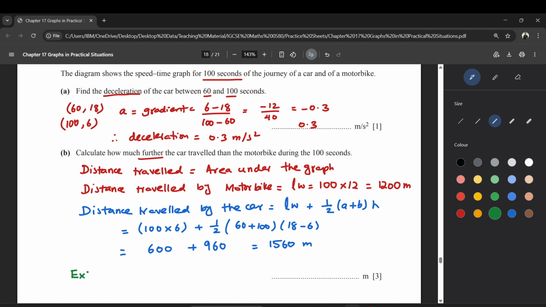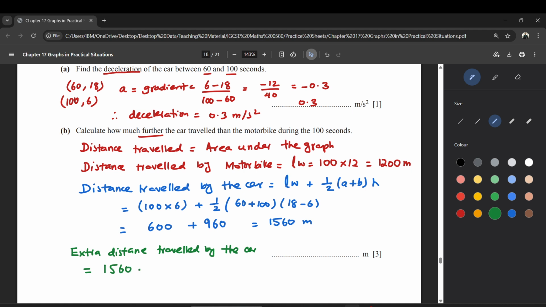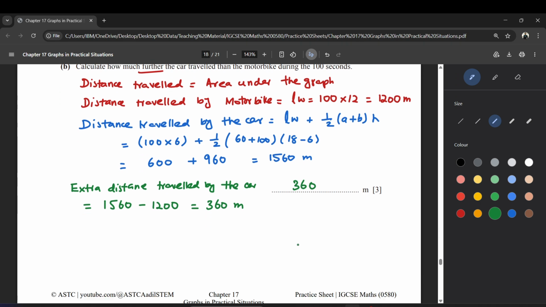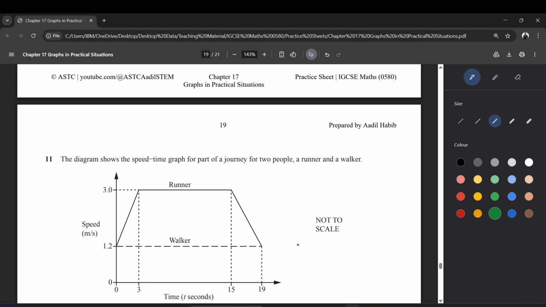Okay. So now what we need to work out is how much further the car traveled. So we can say that the extra distance traveled by the car is equal to 1560 minus 1200, and that would be 360 meters. So this is how much further the car has traveled than the motorbike. Okay, so that is the end of question number 10. Now let us move to question number 11.